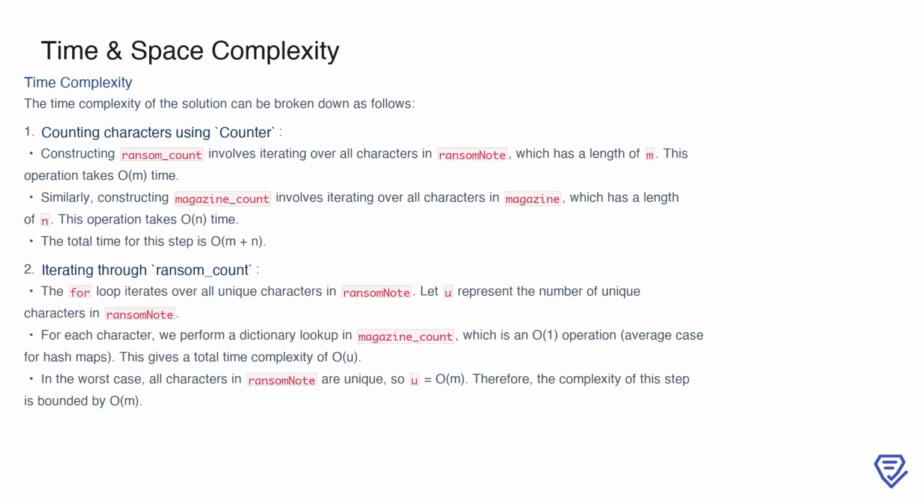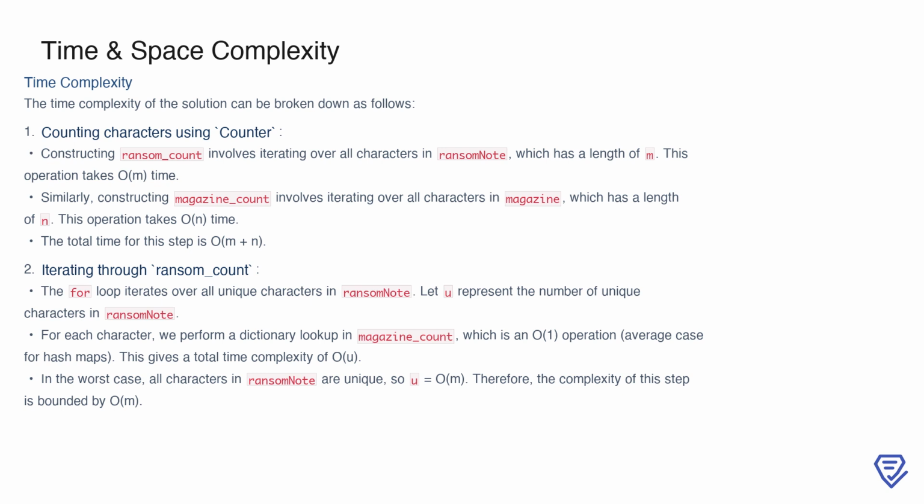To analyze the time complexity of this solution, we start by breaking it into 2 main steps. First, we count the characters in both the ransom note and the magazine using the Counter class. Constructing ransom_count requires iterating through all the characters in the ransom note, which has a length of m, taking O(m) time. Similarly, constructing magazine_count involves iterating through all characters in the magazine, which has a length of n, taking O(n) time. Together, this step has a total time complexity of O(m + n).